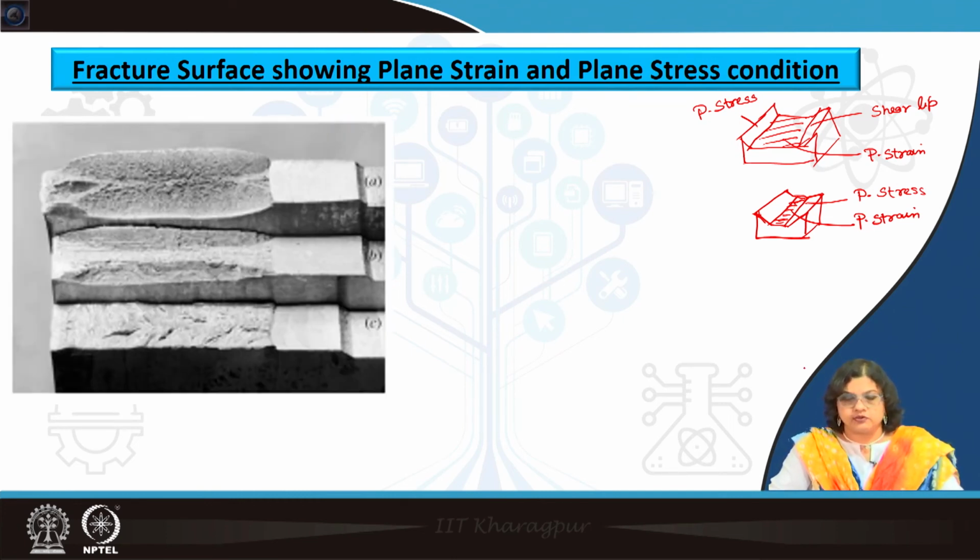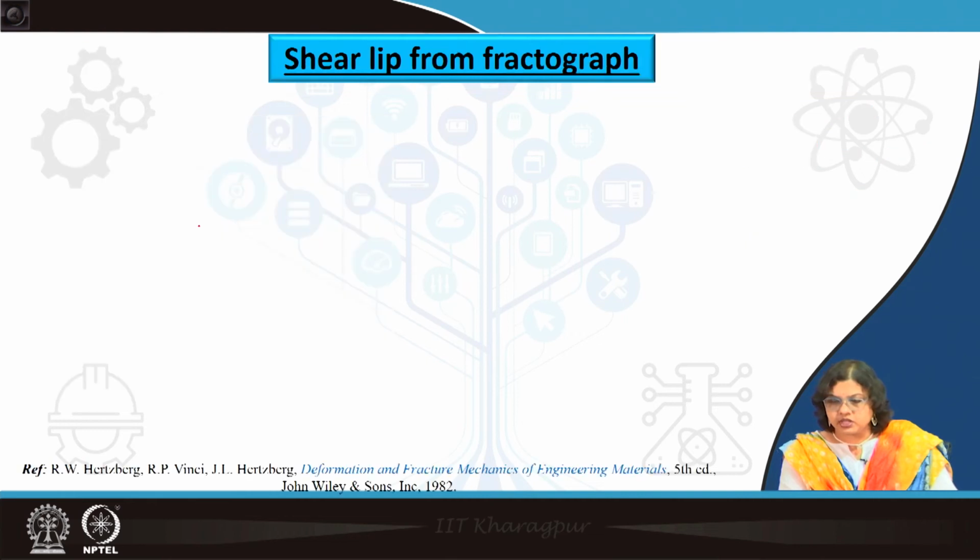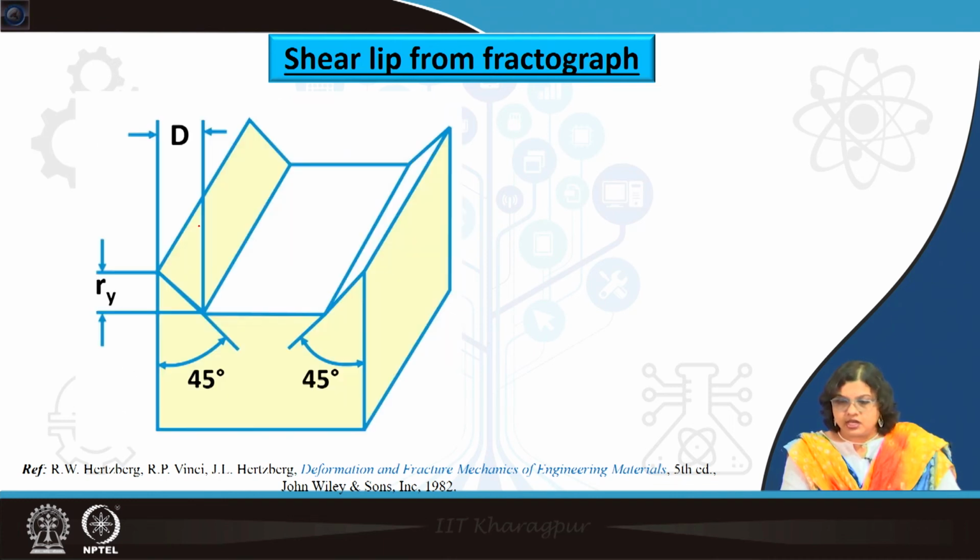This is just some of the pictures of the broken specimen, which shows how the shear lip has been changed. In this case you can see that the shear lip is quite pronounced, whereas here we can see that the portion of the plane strain part is a little bit more extended and the shear lip part is being squeezed. So, based on this we can use this for the practical estimation of the K value, or the fracture toughness value, or the stress intensity factor value at that point of fracture, just from this shear lip or from the fractograph itself. So, let us see how this can be done.